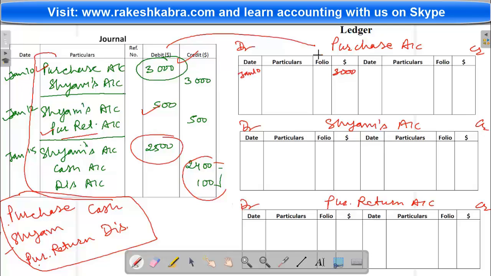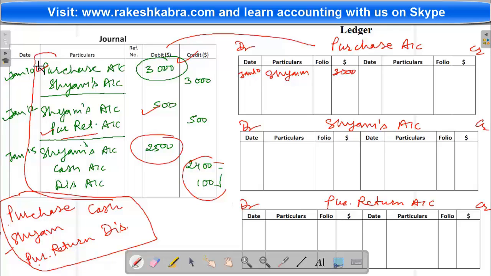Now, purchase account is debited, so that's why on the debit side I first wrote the amount, then put the date, and now I will record the name of the opposite account. In the column for particulars, I will write the name of the opposite account. Which one is it? Shyam. Shyam's account. I will write Shyam's. Okay? So posting done.